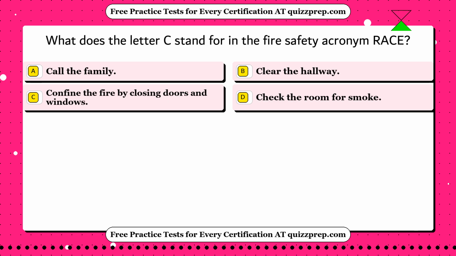Question 18. What does the letter C stand for in the fire safety acronym RACE? Option A, call the family. Option B, clear the hallway. Option C, confine the fire by closing doors and windows. Option D, check the room for smoke.